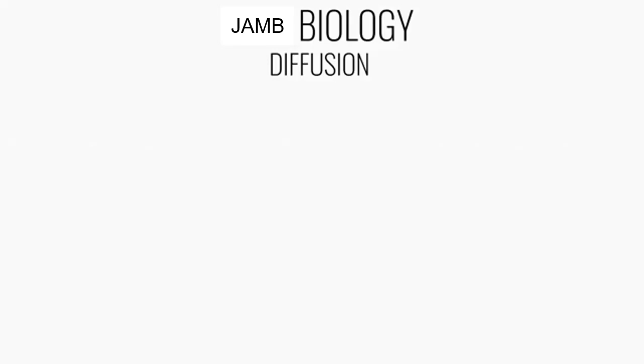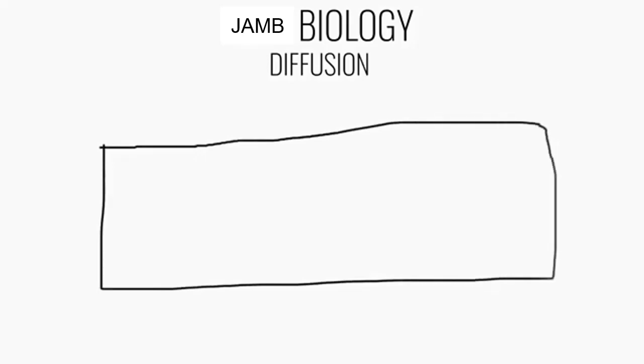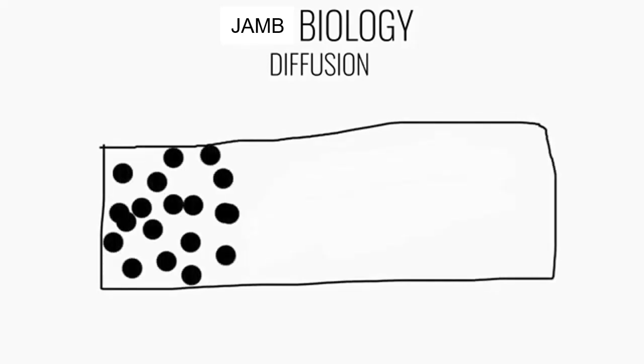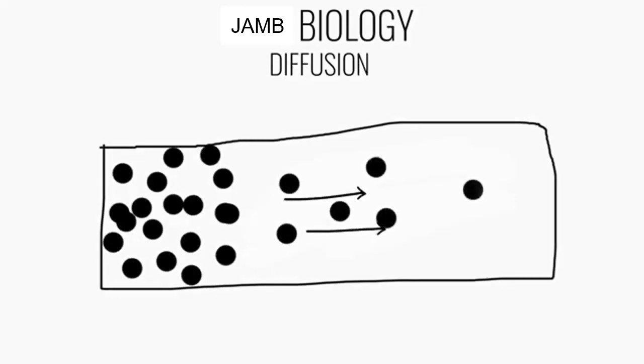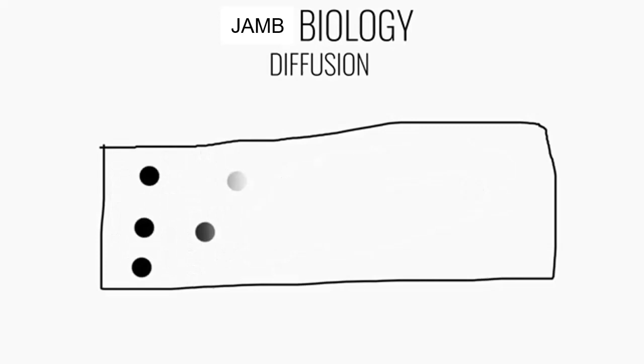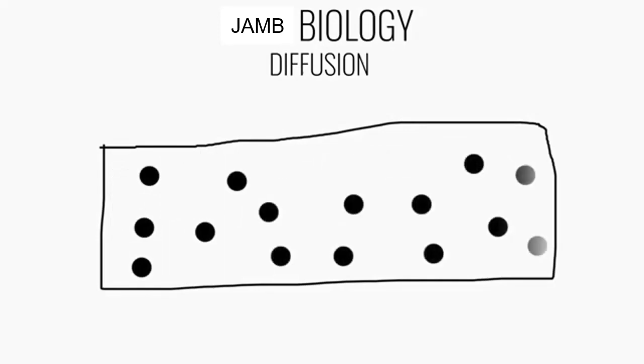So if we should drop a solution or a gas at one side of a container, it will be very concentrated at that point, and then it tends to start spreading out through the container until it becomes equally distributed at all points in the container. This is known as diffusion. So diffusion is the natural tendency of substances to spread out.